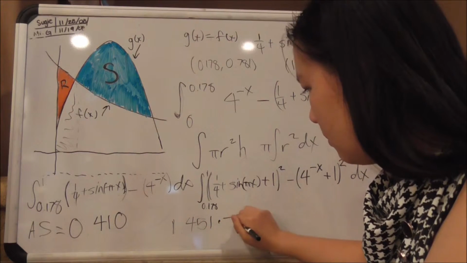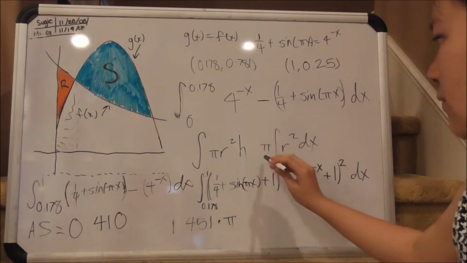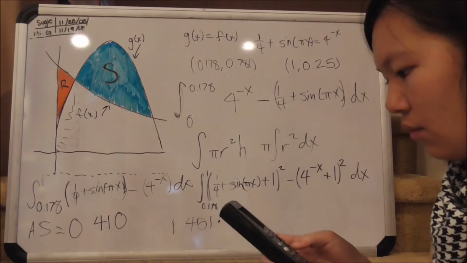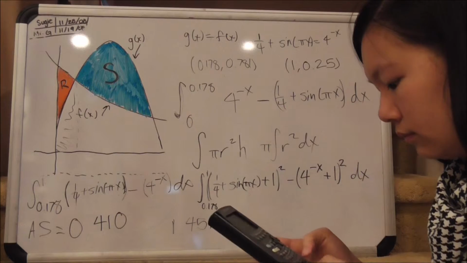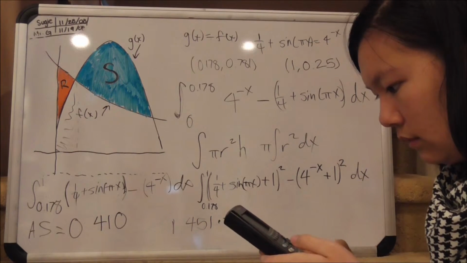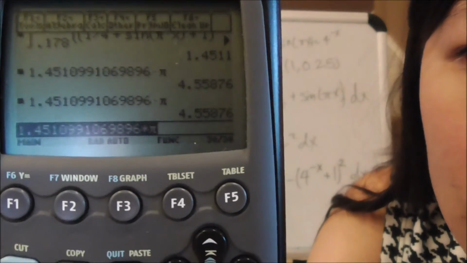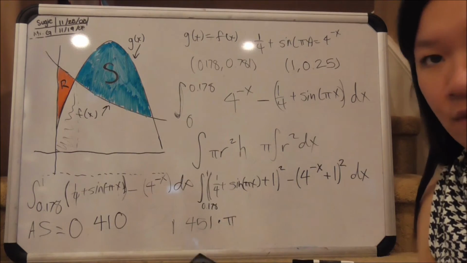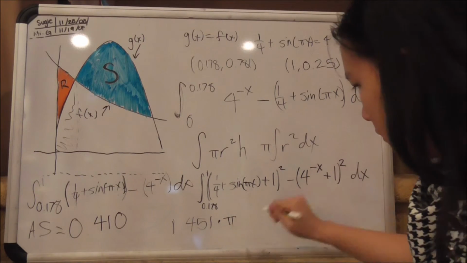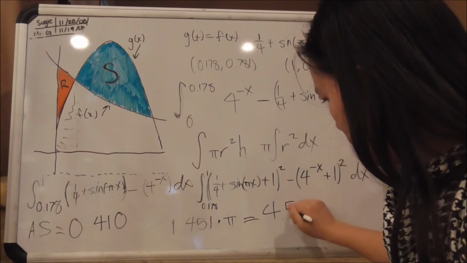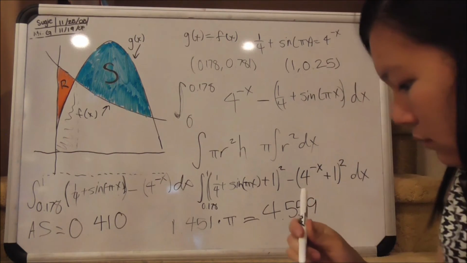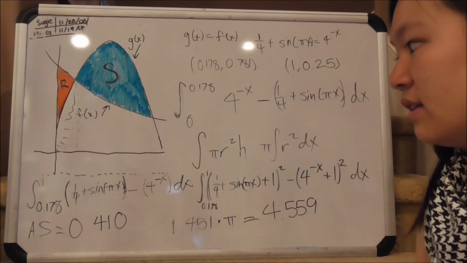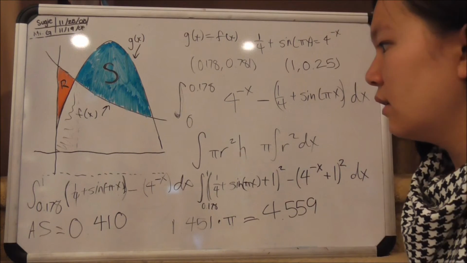So 1.451 times pi. Don't forget about this pi outside. So when you multiply that by pi, you get the answer 4.55876, or rounded up, 4.559. And that will be the approximate volume of the solid you create when you rotate S about the line y equals -1.